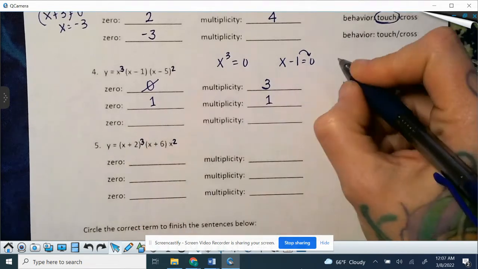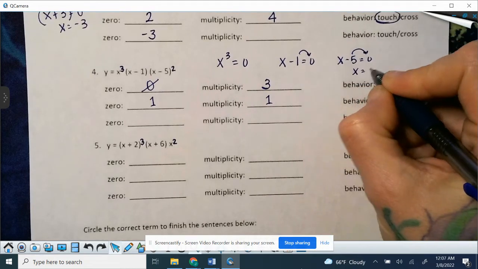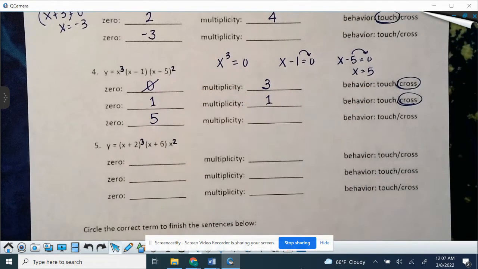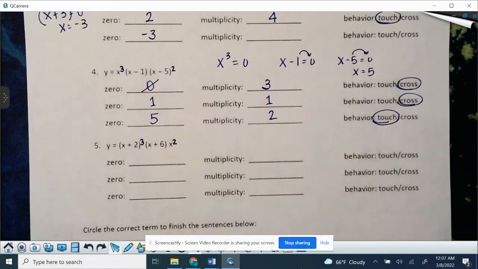And then x minus 5, I'm going to move that over by adding 5, so x is going to equal 5. So our zero is 5 for our factor of x minus 5. There is a 2 exponent there, so that means the multiplicity is 2, which is even. So it's going to touch and bounce in that case.